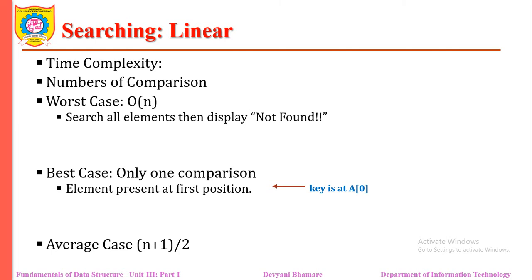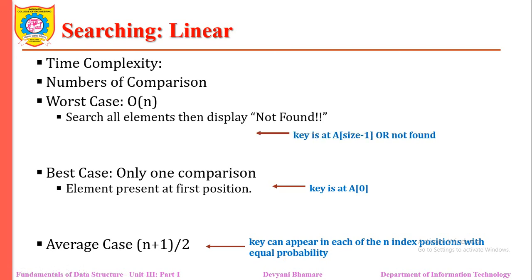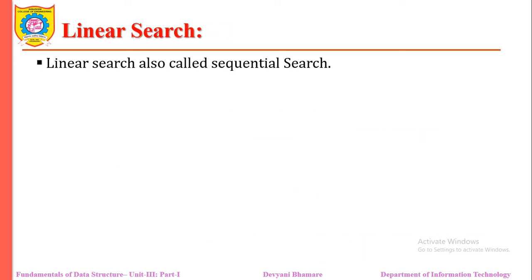So, if the key is at the 0th place, this is the best case. The key can appear at any index position with equal probability, and that is called the average case. And if the key is present at the last element or not found, that is called the worst case. So let me conclude linear search.